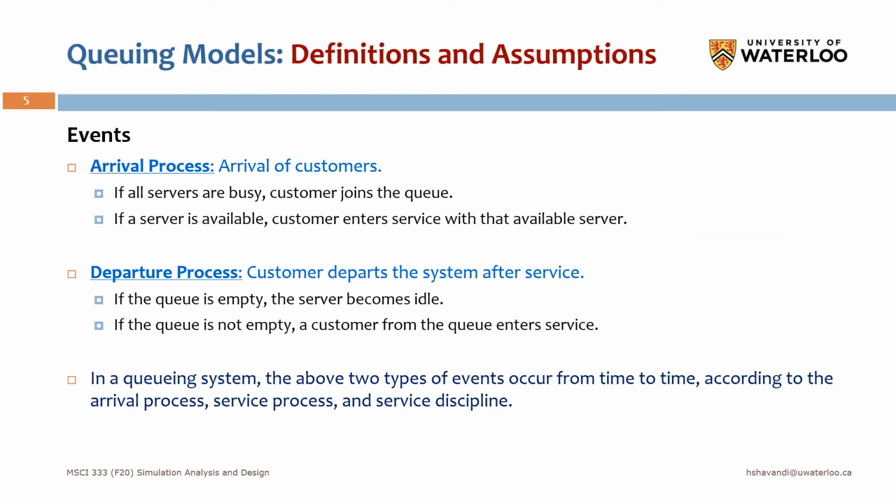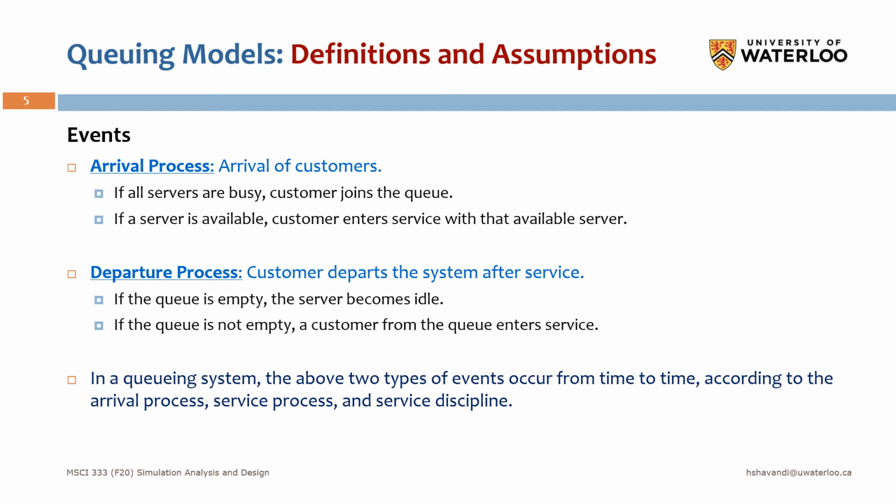Okay, we want to have an example here, which is a single server queuing model. So before that, let's have some definitions and assumptions for queuing model. In any queuing model, we have these kinds of events. The one is arrival process. So we have the event of arrival process, that customers arrive at the system.